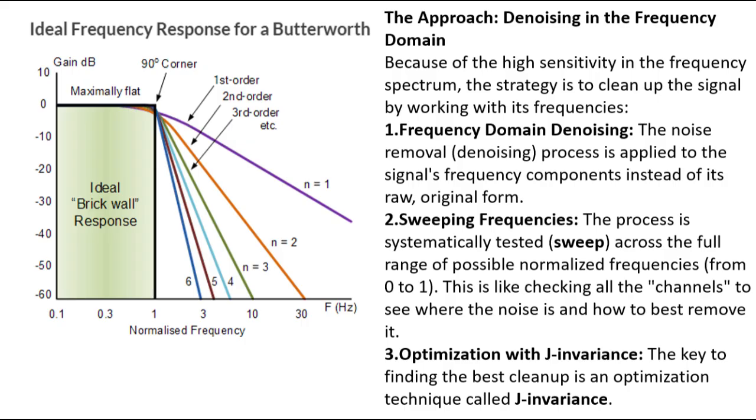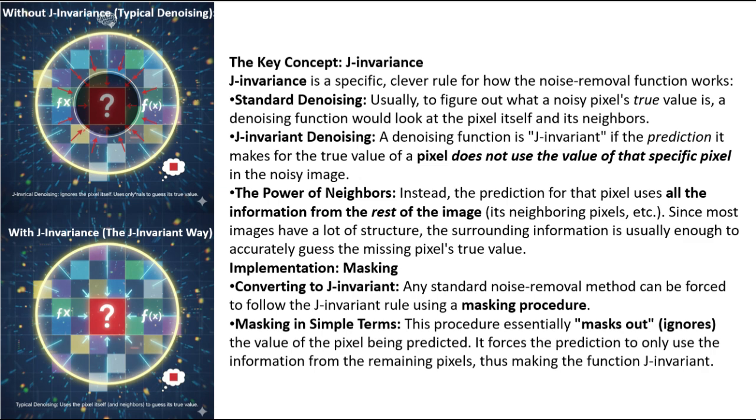3. Optimization with J-invariance. The key to finding the best cleanup is an optimization technique called J-invariance. The key concept: J-invariance. J-invariance is a specific, clever rule for how the noise removal function works. Standard denoising. Usually, to figure out what a noisy pixel's true value is, a denoising function would look at the pixel itself and its neighbors.